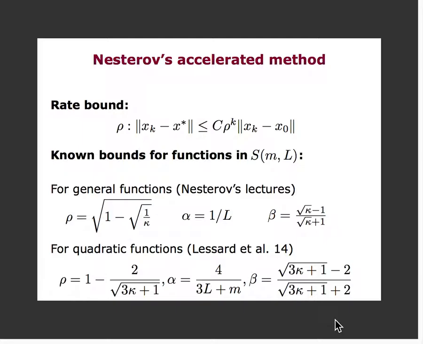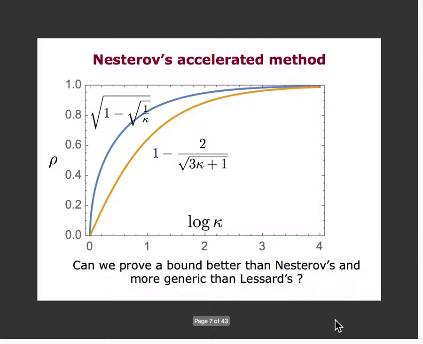And for quadratic functions, using the kind of techniques that I'm going to be talking about here today, Lessard proves a tighter bound, okay, that in this case is exact and it's the best you can get for quadratic functions, but just for quadratic functions, okay, and the tuning is different, and the bound is better. So this is a general bound, this is a specific bound. So that's what's known so far, and that's how the picture looks.